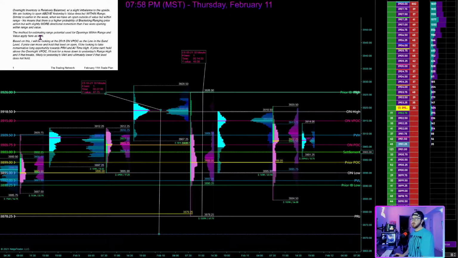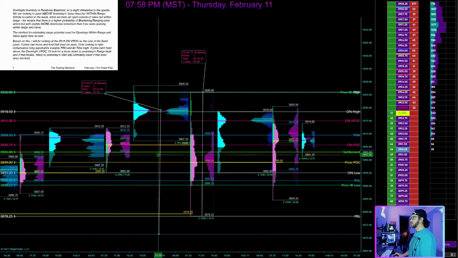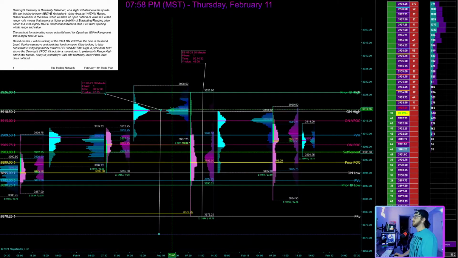So one thing I also did want to mention is the method for estimating the range potential that we use for the open within range and value profile open also applies here when we open within range but outside of value. So for those of you who have watched my previous recaps, when I talk about opening within range and value, you'll know that we can take a measurement. For instance, you can see I have here a measurement of the previous profile. We can superimpose that on a level from a previous profile as well that is likely to hold as an extreme high of day or low of day, and then we can use that to take a measured move, if you will, to estimate the next session's range potential.